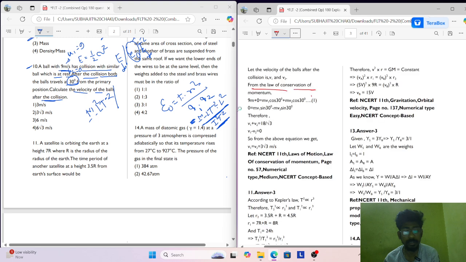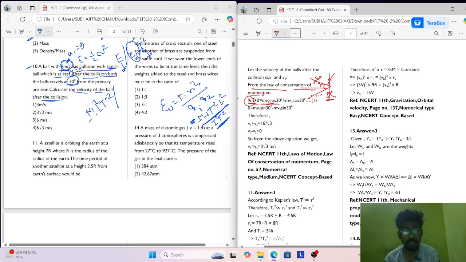The law of conservation of momentum says, in the first case, let the mass of the first ball be m. For the second ball it will be m also because they are similar, that means their masses will be equal. So for the first case, mv will be equal to 9m. For the second ball it will be 0 because velocity is 0. After collision, they are traveling at 30 degrees in this way. So this will be the cos component, and the sine components will cancel out each other, so we don't need to take the sine component.